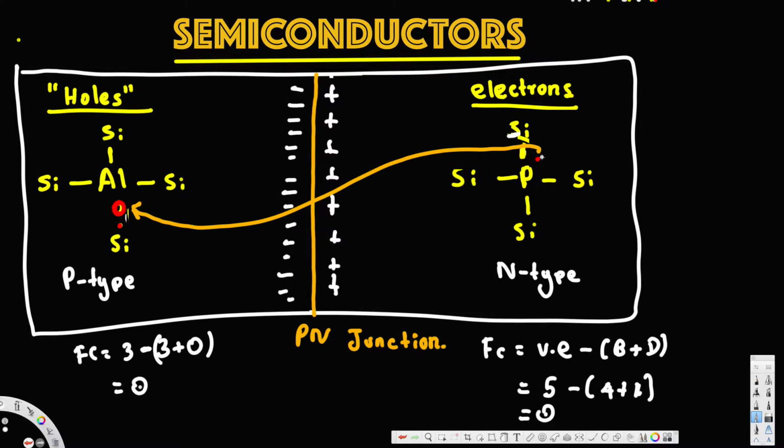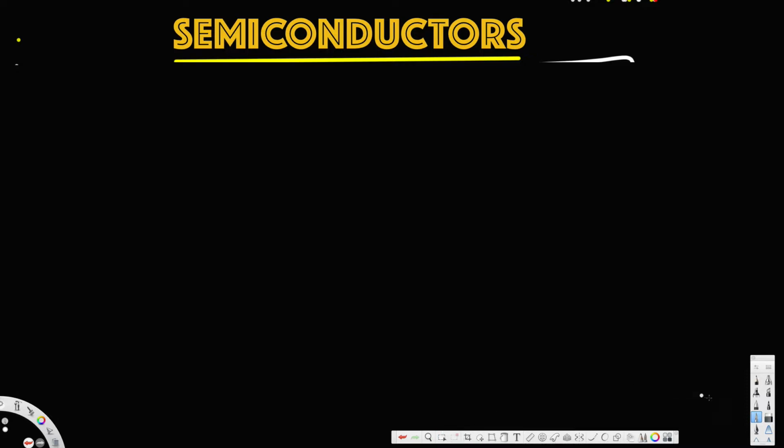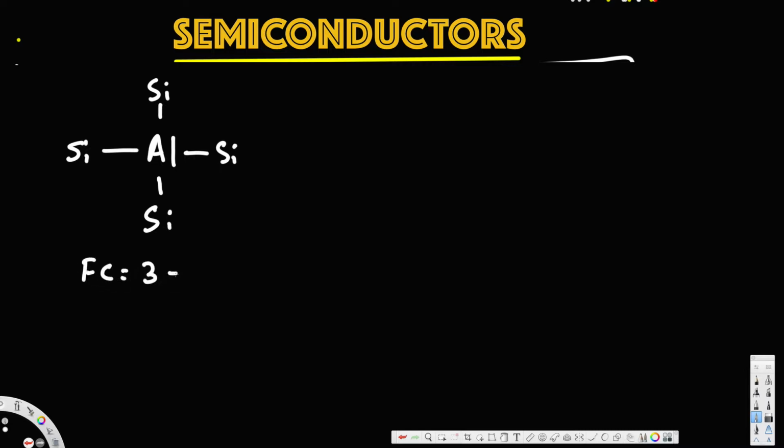Now after this, when P loses 1 electron, let's see what's going to happen. Let's get rid of this part. Okay, after that 1 electron moved to the aluminum, aluminum is going to have a structure like this: aluminum, silicon, silicon, silicon. Now let's go ahead and calculate the formal charge. Formal charge is valence electrons, that is 3, minus bonds plus dots. Here we have 4 bonds, 0 dots. From this you can see this is going to be a negative charge, negative 1. So that's going to be the charge right now.